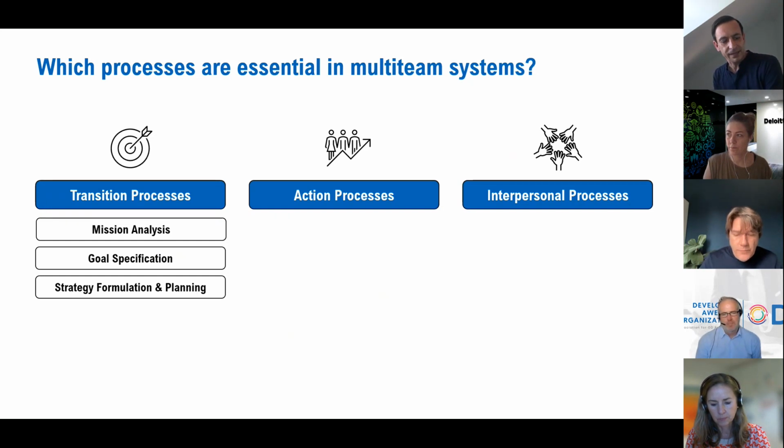Then you have to do goal specification. That is, you have to identify and prioritize your goals and sub-goals that are needed to accomplish your mission. And you have to formulate a strategy and plan it. So not only ideally one strategy, but also alternative courses. For example, if-then plans. If you already can plan, oh, maybe there's a scenario when we can't fulfill our mission and goal in one way, you already can plan in the transition phase what you could do. Unfortunately, this is rarely done.